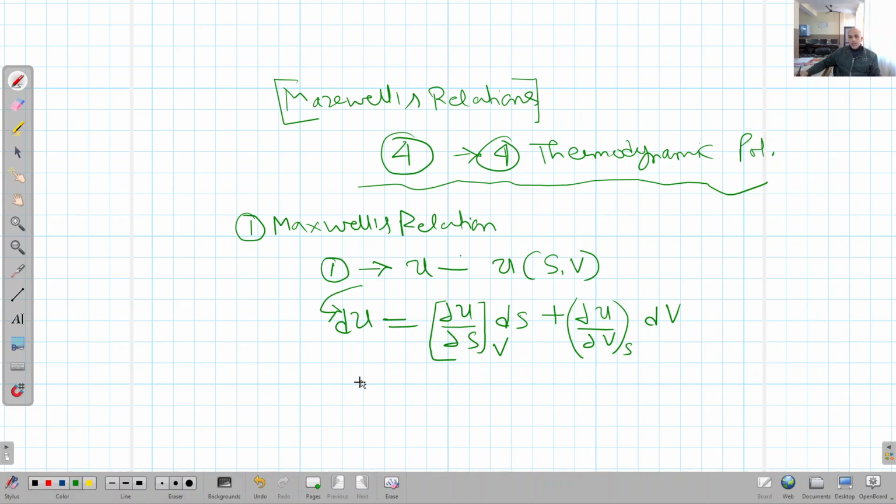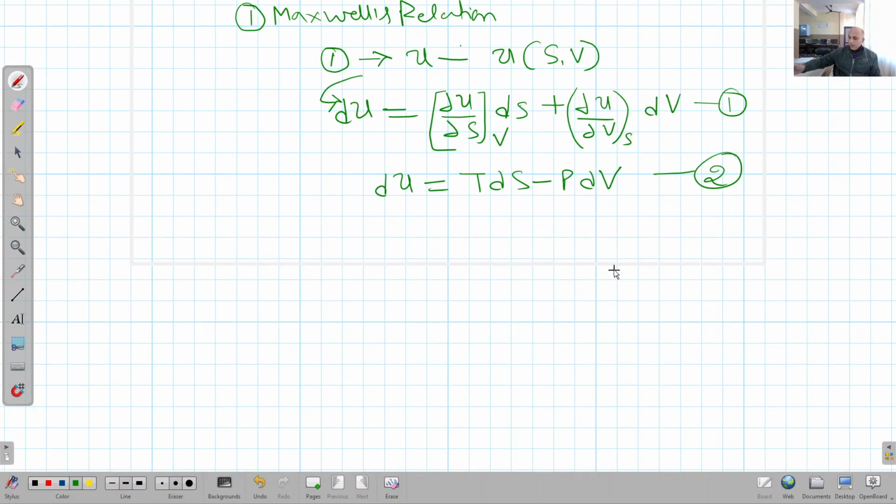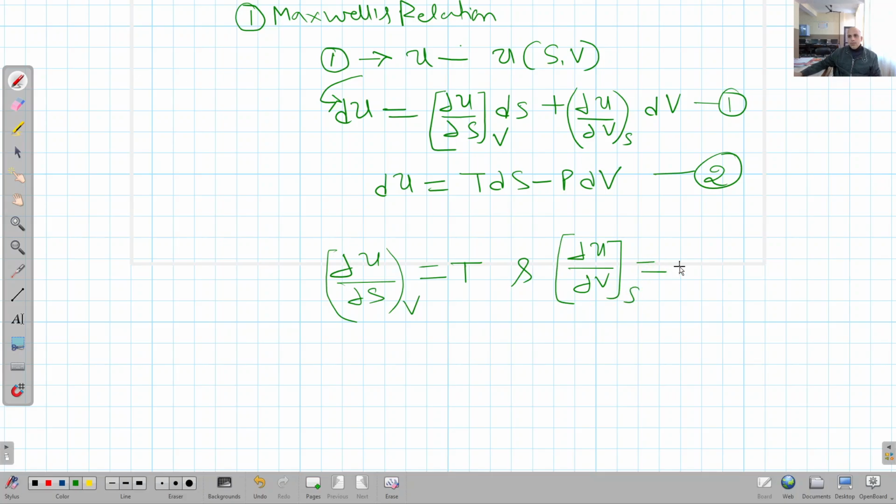Now we also know that the differential form of this thermodynamic potential, that is internal energy, dU is equal to TdS minus PdV. So if I say this is equation number 1 and this is equation number 2, then when we compare these two equations, you can see here that curly U upon curly S at constant V is equal to T, and curly U upon curly V at constant S is equal to minus P. So this is when we compare 1 and 2.